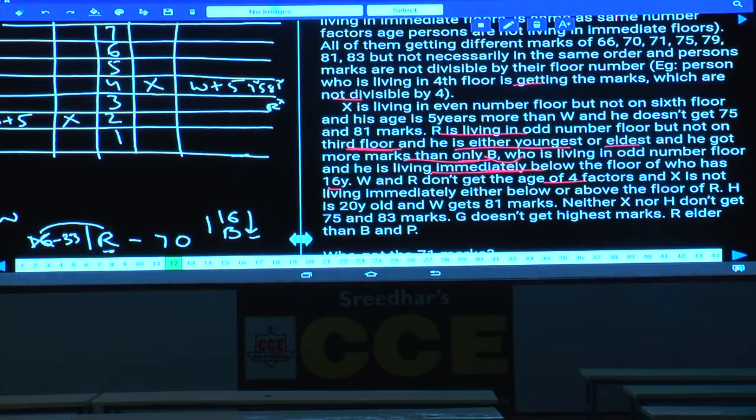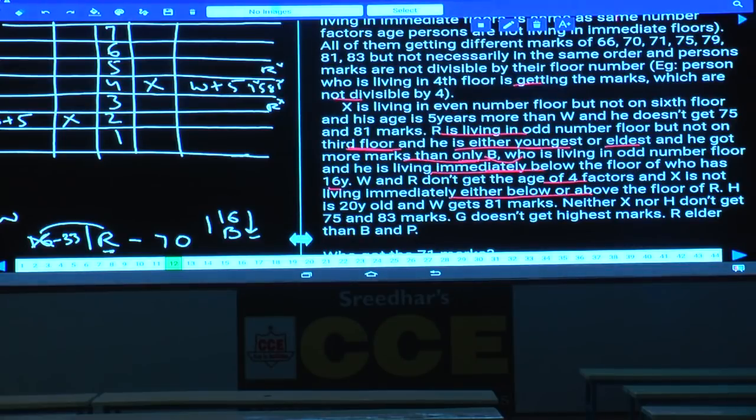R is 33. Then B can be, and X is not living immediately either below or immediately above R. Now sir, R cannot be at the 5th floor itself. Are you following this one or not? As R cannot be on the 5th floor, R cannot be on the 3rd floor, then where should this R be? Can R be on the 1st one or the 7th one? There are two possibilities for this R.